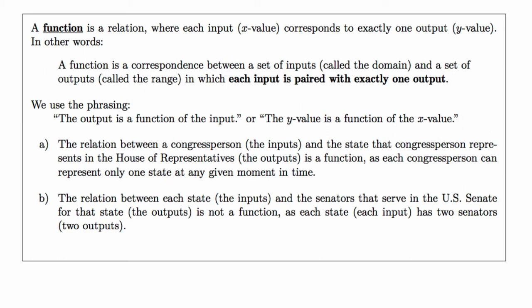Going back to the previous two examples, the relation between a congressperson and the state that congressperson represents in the House of Representatives is a function, as each congressperson or input can represent only one state at any given moment in time. The second example, the relation between each state and the senators that serve in the U.S. Senate for that state, is not a function. Each state, each input, has exactly two senators that represent that state. So in this situation, each input is not being paired with exactly one output.